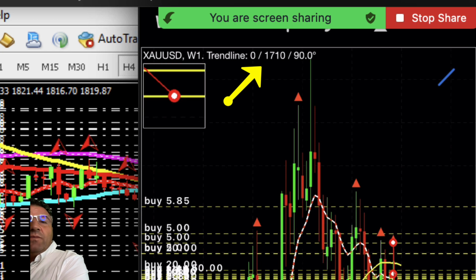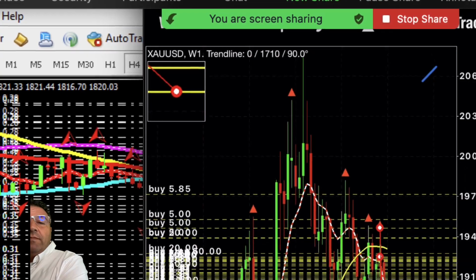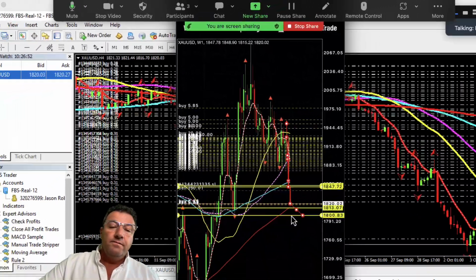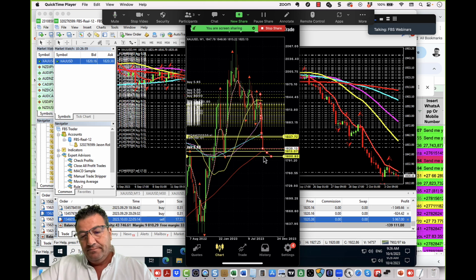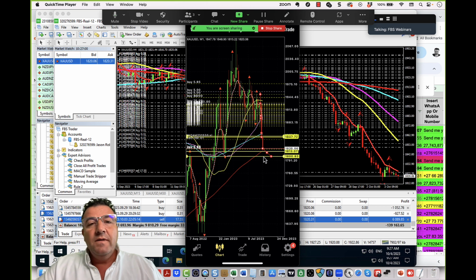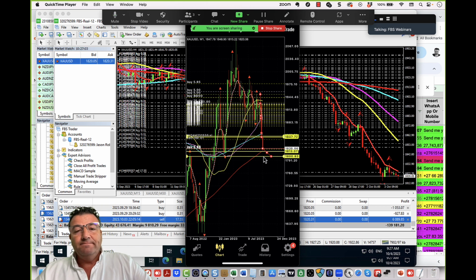So if we actually try and add an indicator to see what that is going to be. Okay, so in the top there, it's 171 pips. That's what I think is going to happen. It's going to go to 1800, most likely. And we need to prepare for that.